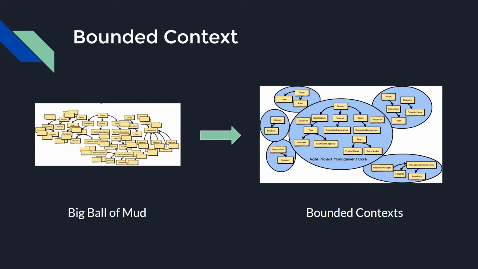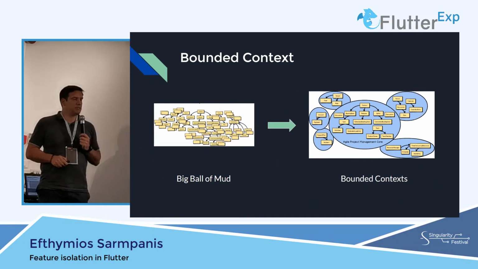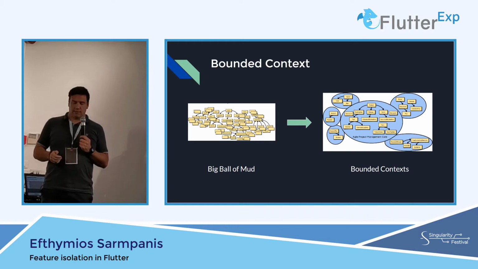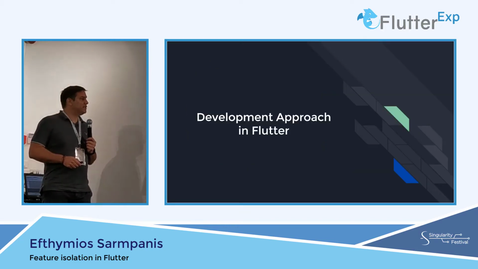And actually, a bounded context can form a microservice, or a bounded context can form a set of microservices. So you see that there are boundaries around those contexts, and in domain-driven design, there is communication between boundaries. But as I said, this is inspired by that. It doesn't try to copy that. So what's the development approach in Flutter?